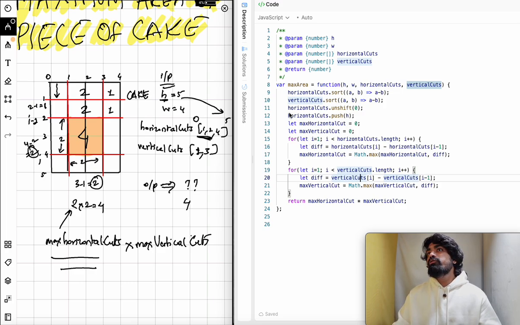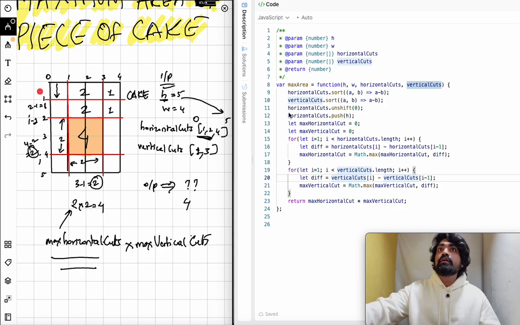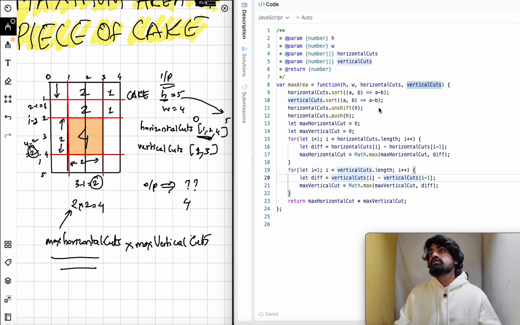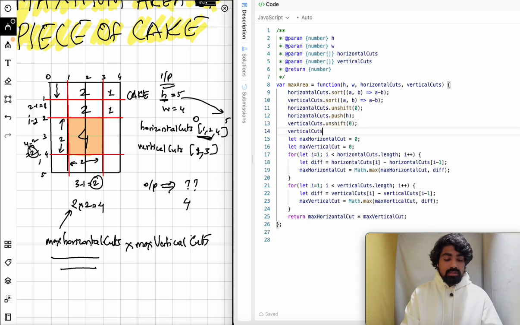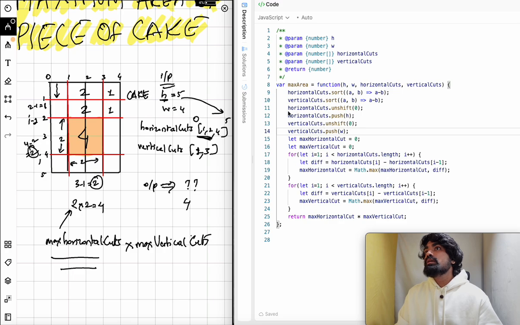And we missed out one thing, which is for the horizontal cuts, when we found, we put this boundary and this boundary. Similarly, for the vertical cuts, we have to take this boundary and this boundary also, which will basically translate into something like this. So we will say our vertical cuts dot unshift with a 0 and vertical cuts dot push with a W, which is the bound of our vertical cuts, the number of columns that we receive. Basically same thing we did for horizontal cuts, we are replicating it for the vertical cuts.